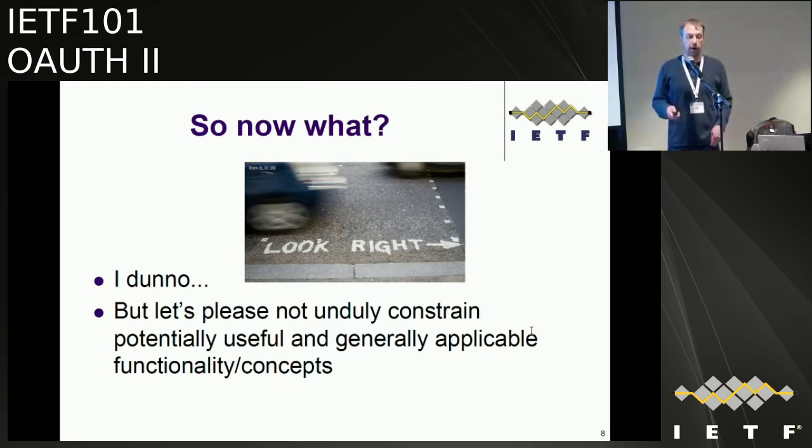So what do we do now? And I honestly don't know. But I would ask that as we consider this, let's please not unduly constrain what are potentially useful and generally applicable functionality and concepts to something very narrow that we'll regret later, like very, very tightly constraining something about AS discovery and dynamic nature to only the client credentials grant.